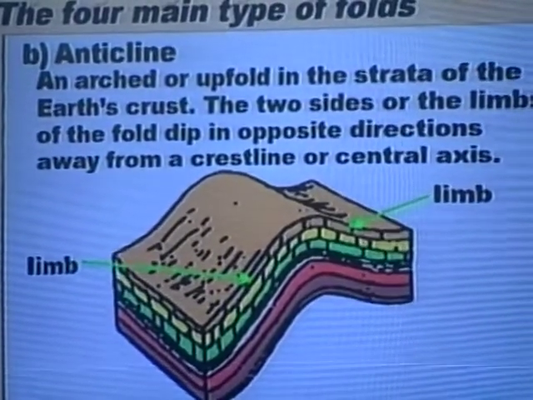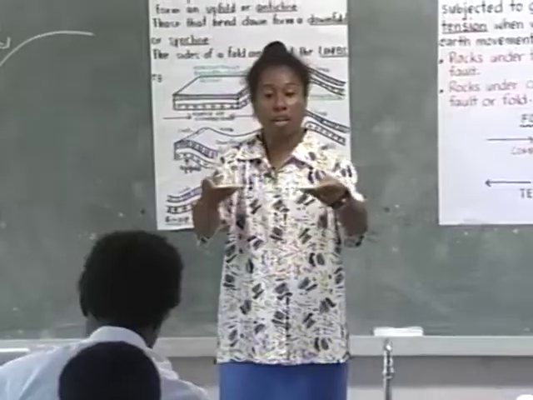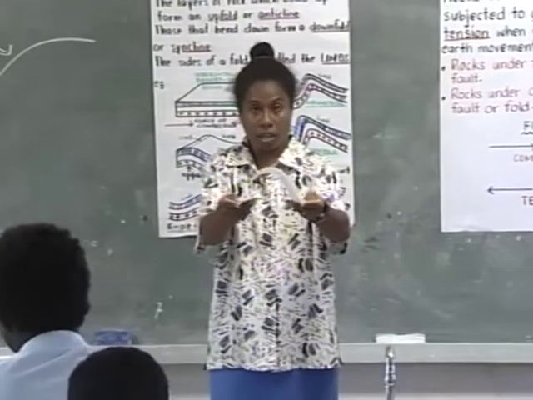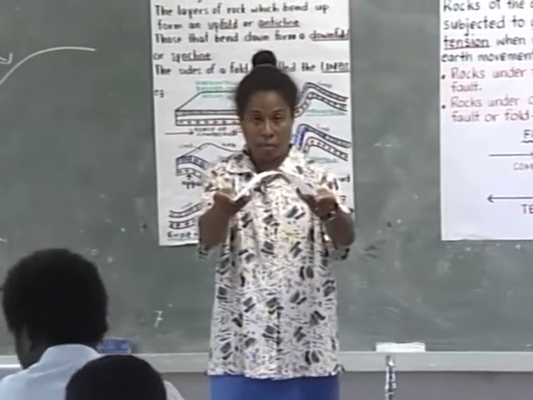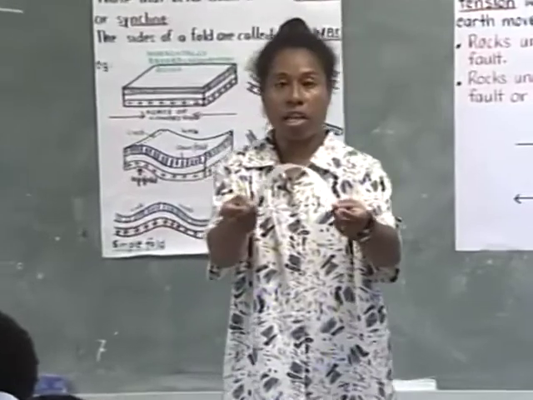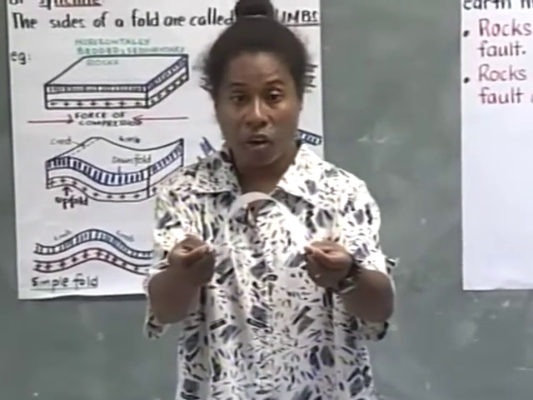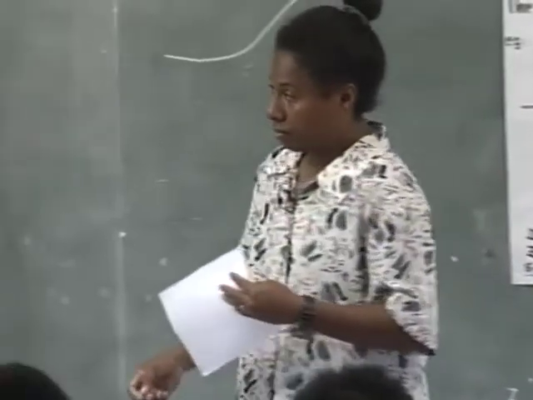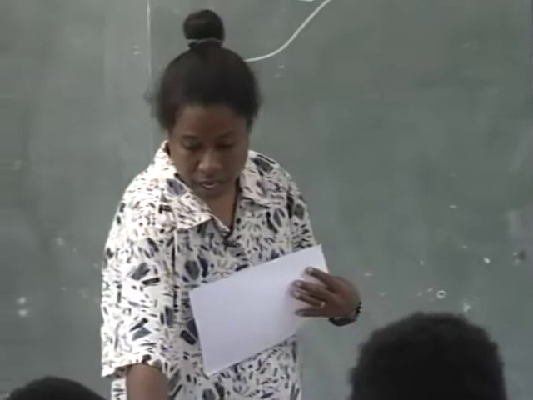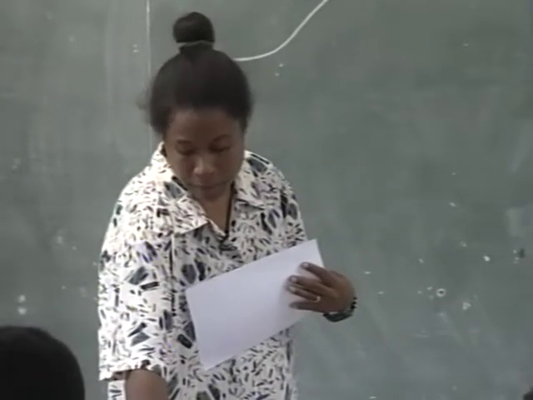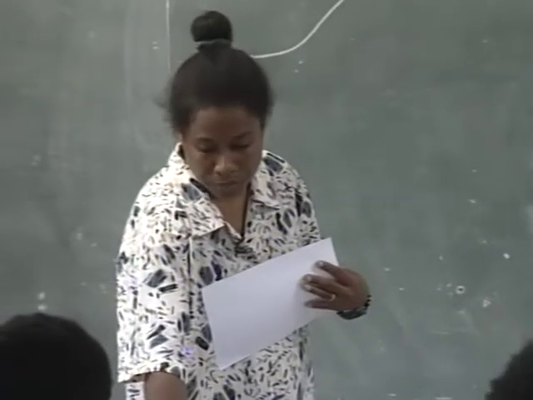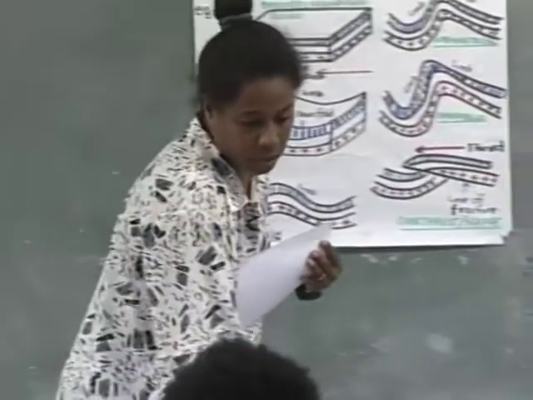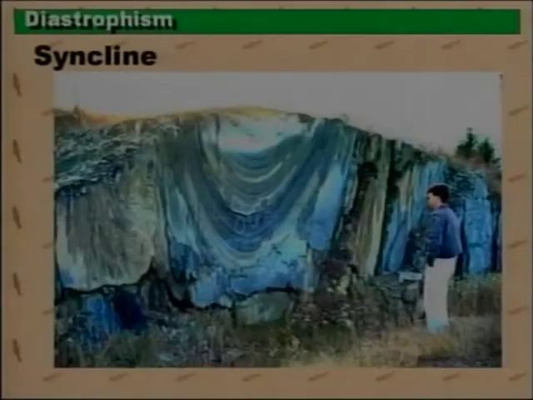We looked at the example. We put a paper on the table and we actually add the force on the side of the paper. Then what happened was an upfolded area, of which that upfolded area is an anticline. Okay, let's look at the third example of a simple fold. If you look at the photograph here, you can see the feature.